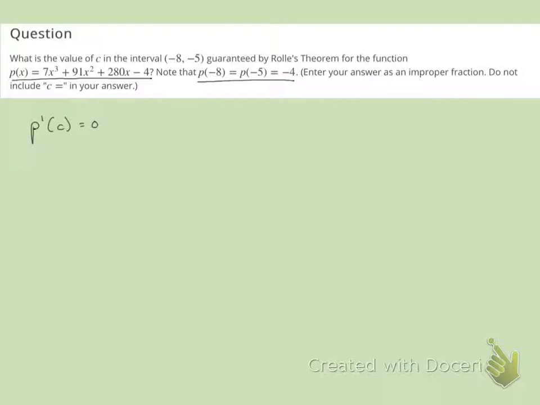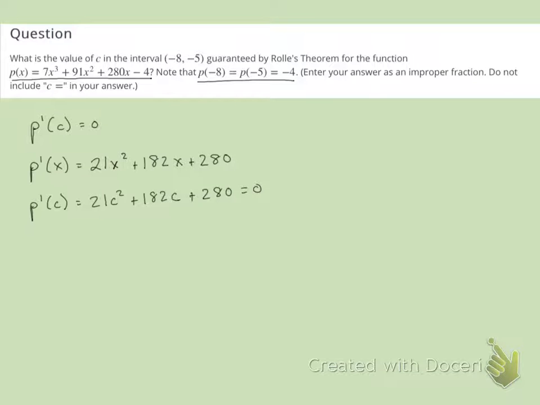So let's first find p prime of x. So using the power rule, we have 21x squared plus 182x plus 280. And therefore, there exists some c such that p prime of c, which is 21c squared plus 182c plus 280, is going to equal 0. So we want to factor this and solve for c.